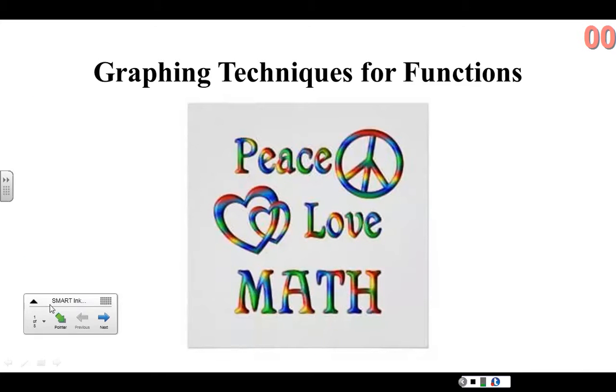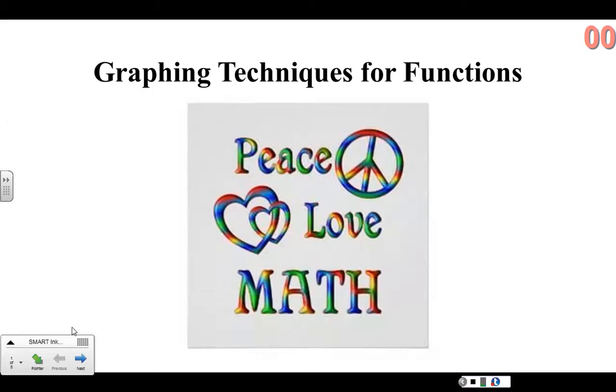This video is about graphing techniques for functions. You've already been introduced to the basic curves, the basic functions, and what their shapes are, what we call them. So in this video, we're going to talk about ways of moving them around in the coordinate plane, and getting the correct graph for each function.